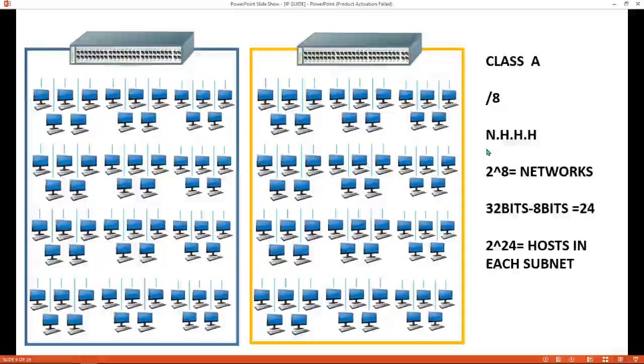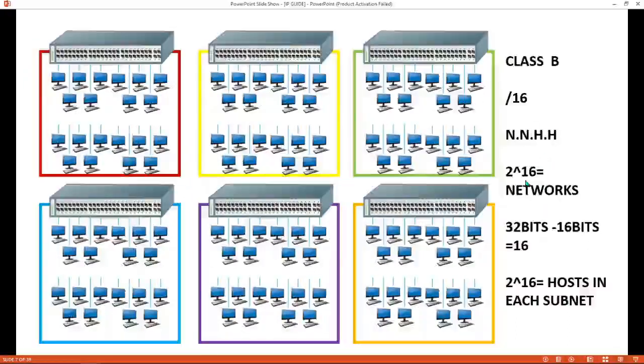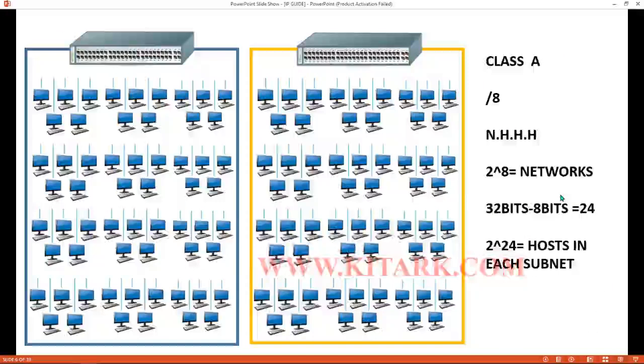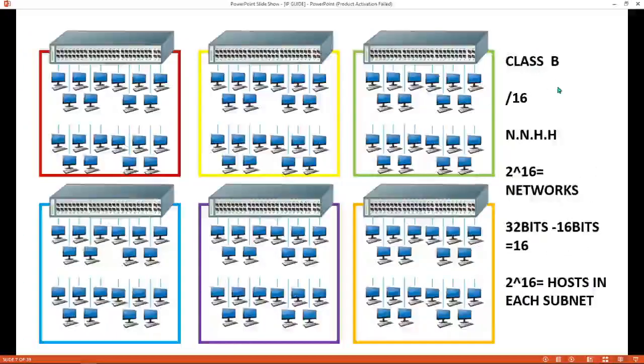By doing this, what is the result? Your networks increase considerably, and at the same time your host capacity is reduced. If you move from class A to class B, your networks will increase: 2 to the power 16 networks you can have. But earlier you had 2 to the power 24 hosts in class A, and now after changing to class B, you will have only 2 to the power 16 hosts in each subnet.